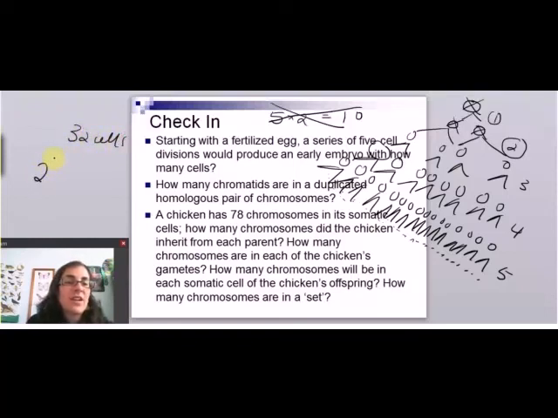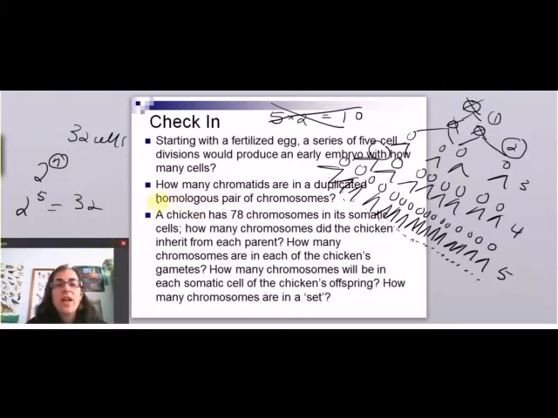The easier way to do that is to do 2 to the n, where n is the number of divisions. So 2 to the 5th power, because there were 5 cell divisions, gets me 32. So that's a lot more than 10. That's because every cell is dividing. And so this is exponential growth, and that's why the zygote, the fertilized egg, will become many cells very rapidly.